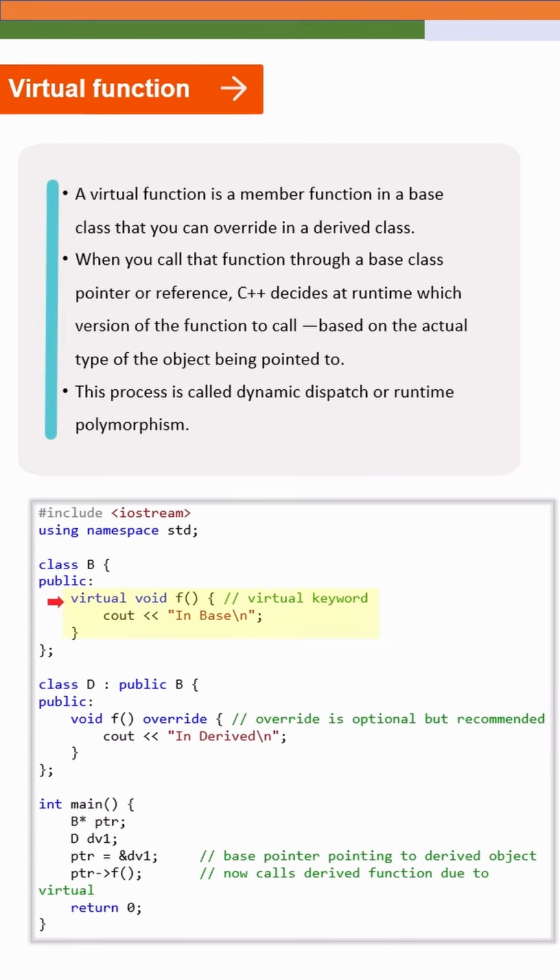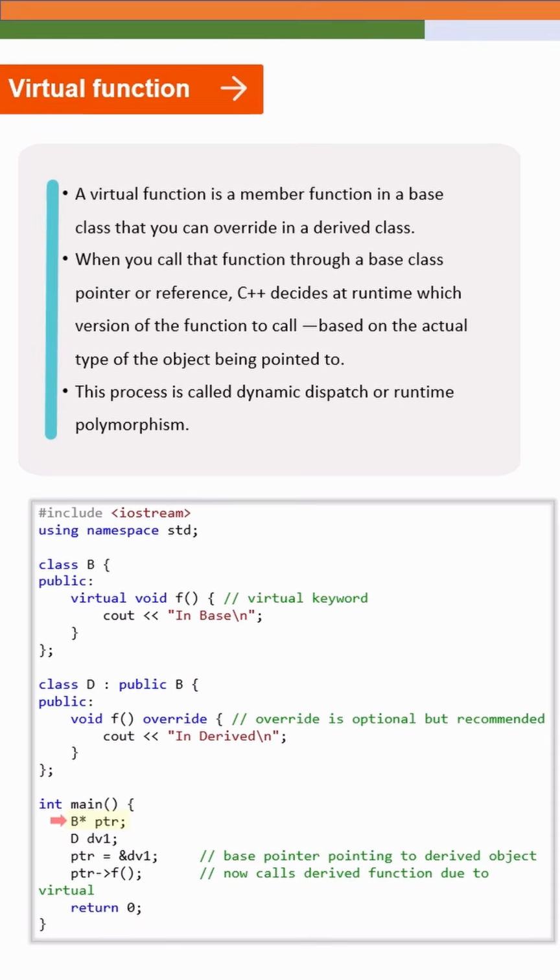Let's walk through this code line by line. So in class B, we have declared the function f as virtual. This basically tells the compiler, do not decide at compile time which version of this function to call. Defer the decision until the runtime or execution time. Then the derived class D overrides this function with its own version of the f function.